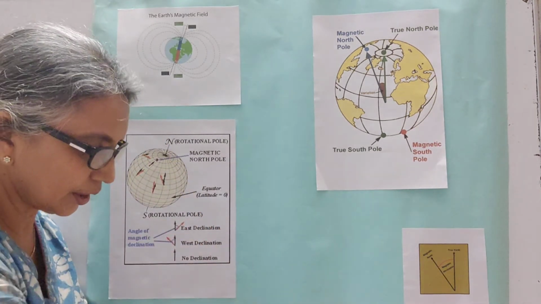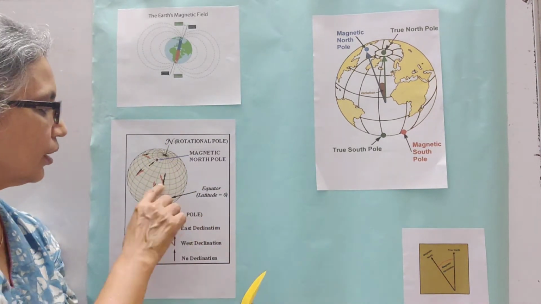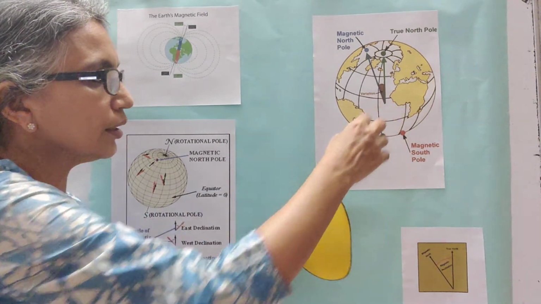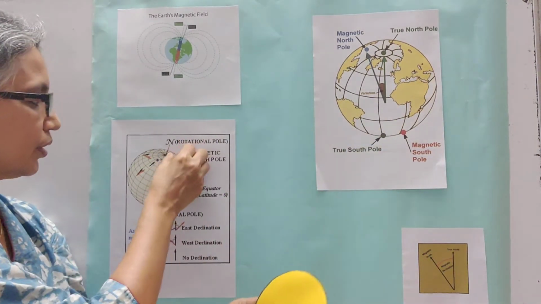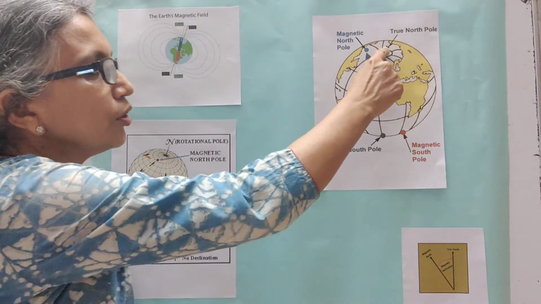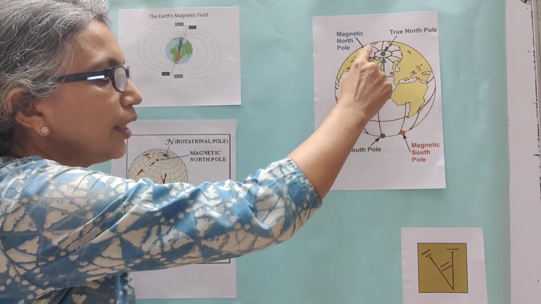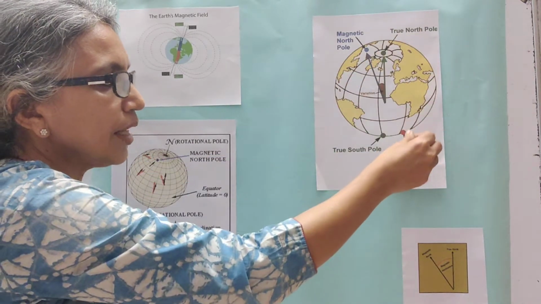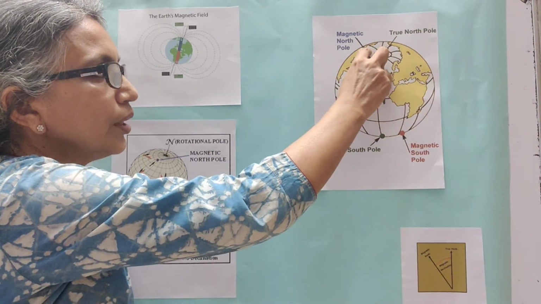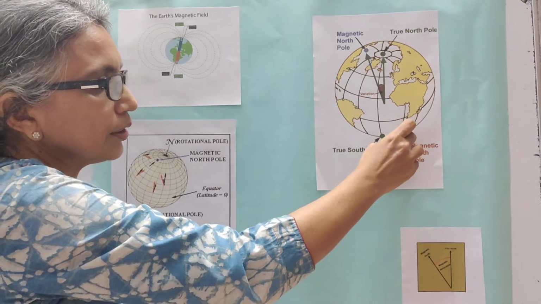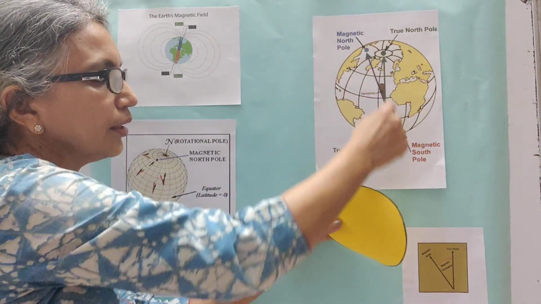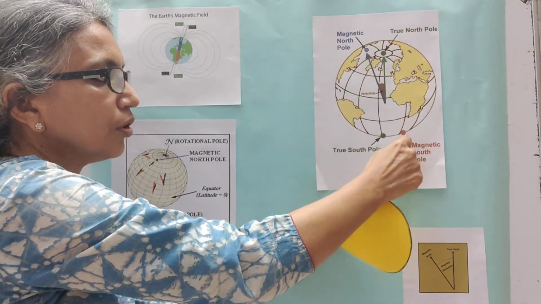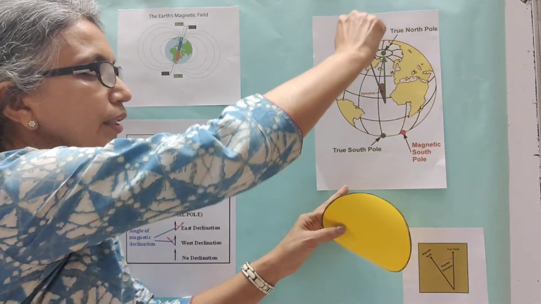Similarly, if I look at the earth, it will have the magnetic field lines. So at this place, this is the magnetic north pole, and this is the magnetic south pole. You have these imaginary lines entering here and leaving here, coming out of the pole and entering at the other.